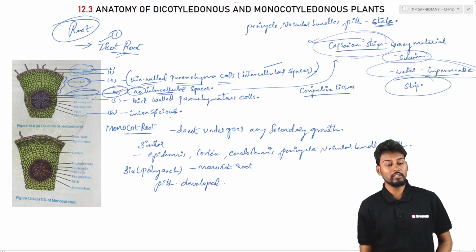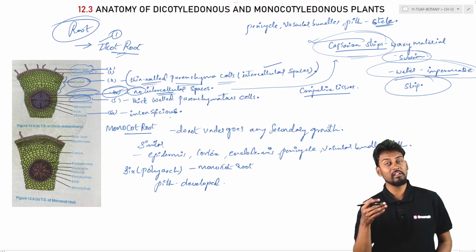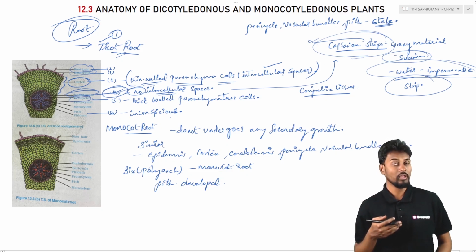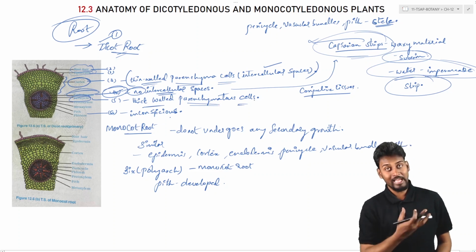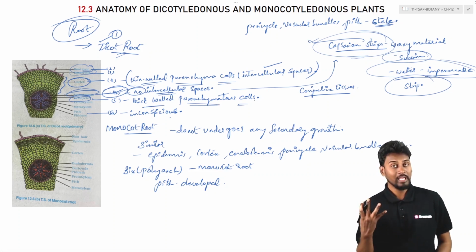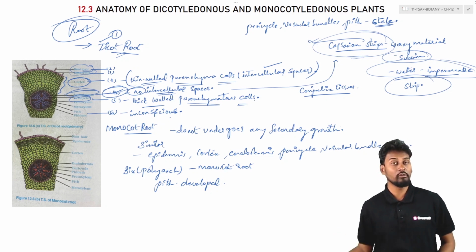And coming to the next one, after crossing the endodermis it is the pericycle. The pericycle is present internal to the endodermis, and it consists of thick walled parenchymatous cells. The entire internal area inside the endodermis has been covered by these thick walled parenchymatous cells.